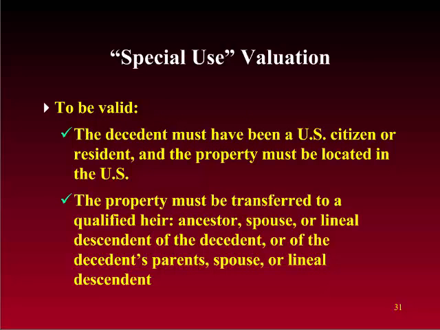To be valid, the decedent must have been a U.S. citizen or resident, and the property must be located in the U.S., not Australia. The property must be transferred to a qualified heir. So this is going to be an ancestor, spouse, or lineal descendant of the decedent, or of the decedent's parent, spouse, or lineal descendant.